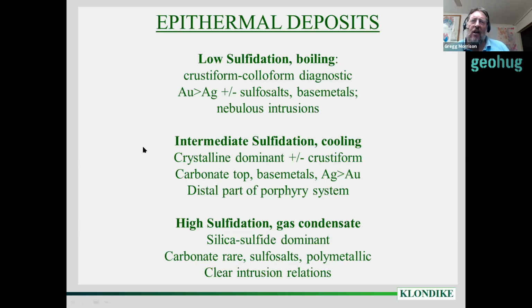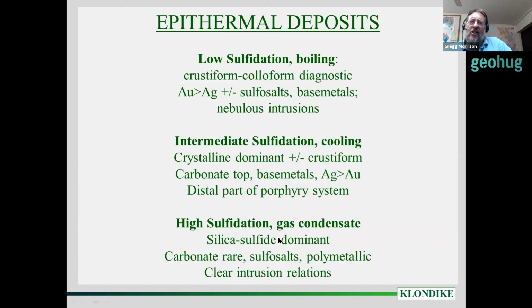In intermediate sulfidation deposits like the Mexican ones, for example, my impression is that quite a lot of those are dominated by crystalline textures and crustiform and tend not to have big amounts of chalcedony in them. They can have a carbonate top, but chalcedony is generally not that common. And they tend to have quite a lot of base metals and often silver greater than gold. And when they're drilled out, very often there's an underlying porphyry system of some sort. It doesn't mean there's a big porphyry copper deposit. It may be just that there's some semblance of a porphyry hydrothermal system under there.